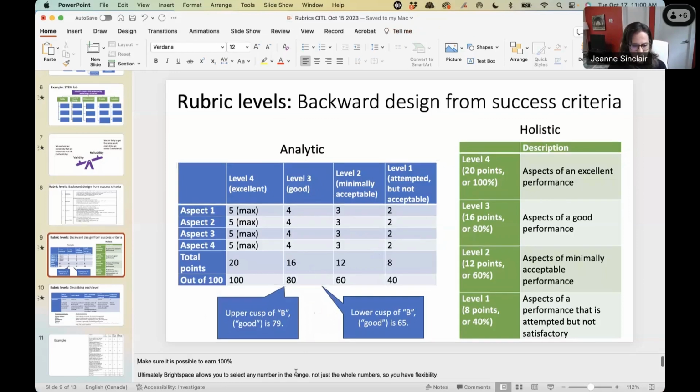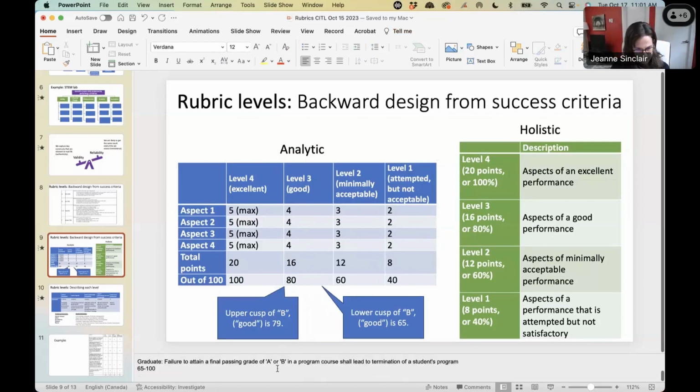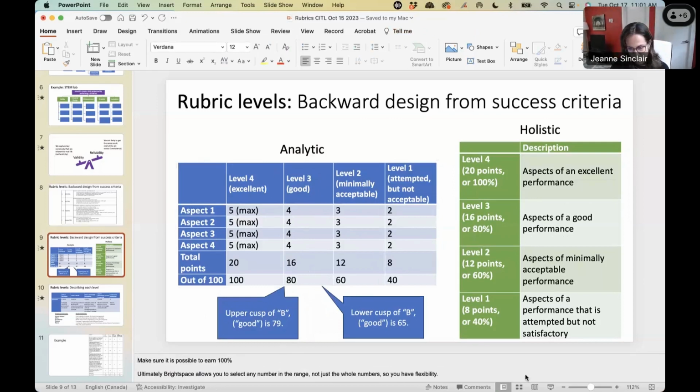And in Brightspace, you can select any number along the continuum. You don't have to be married to a whole number. And I use decimals all the time in Brightspace, no problem. Okay, so any questions about this?